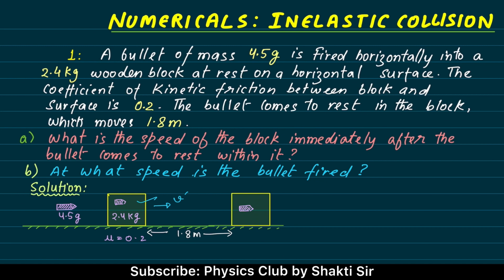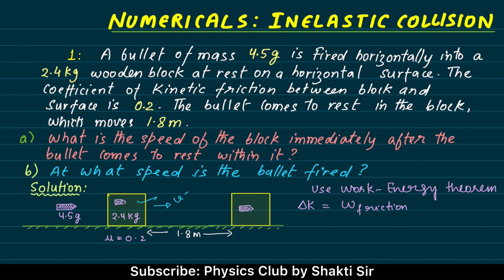So by the use of the work energy theorem, we can easily calculate the speed. What is the work energy theorem? You know the change in kinetic energy is nothing but the work done by the friction in this situation. Actually the work energy theorem is that the total work done by all the forces equals the change in kinetic energy, but here the only force acting is the frictional force.